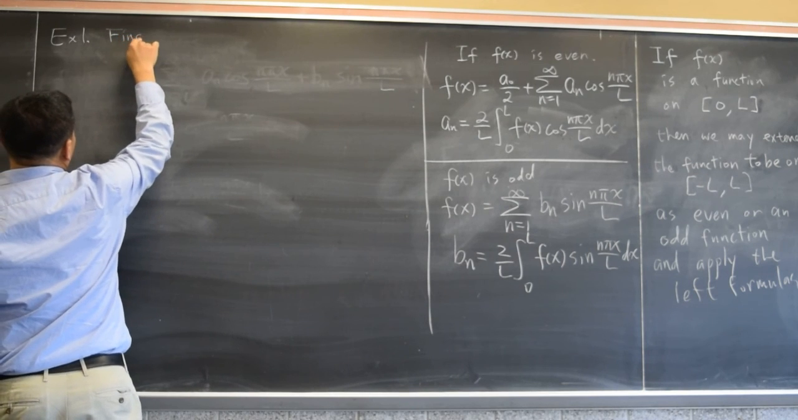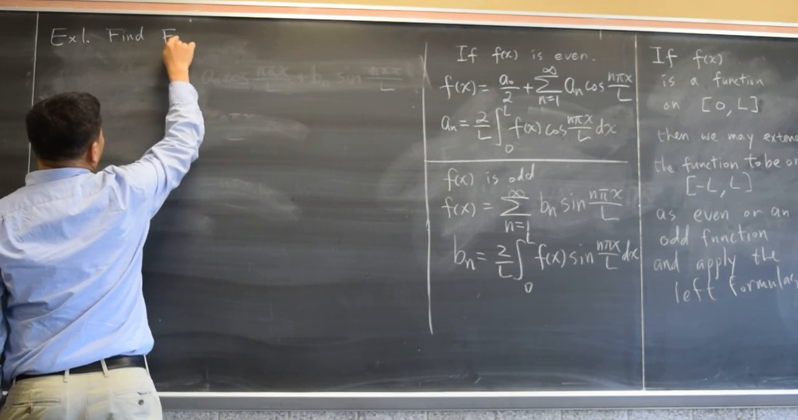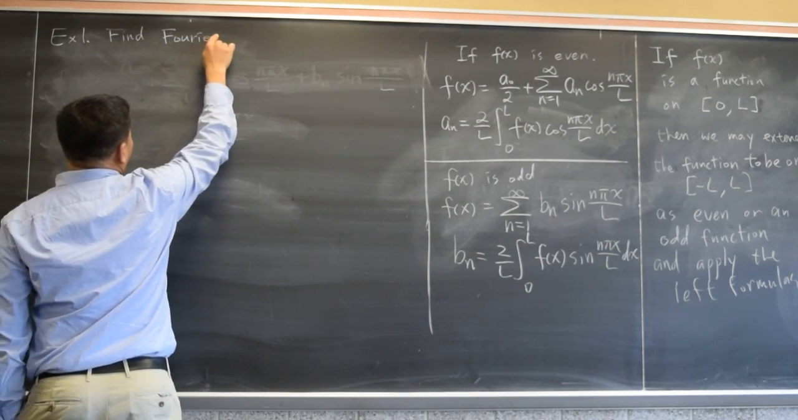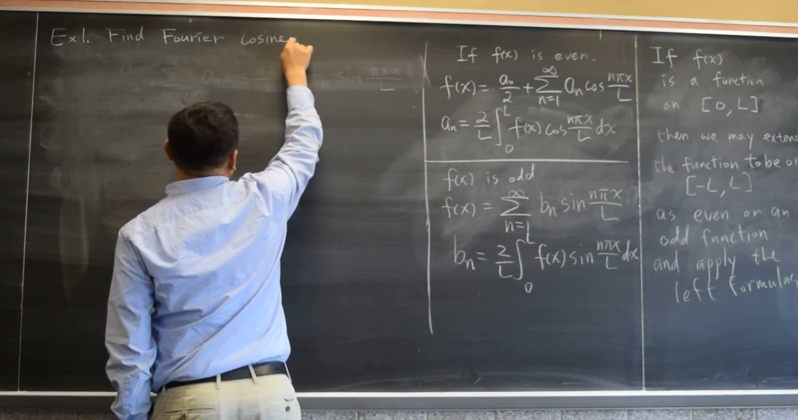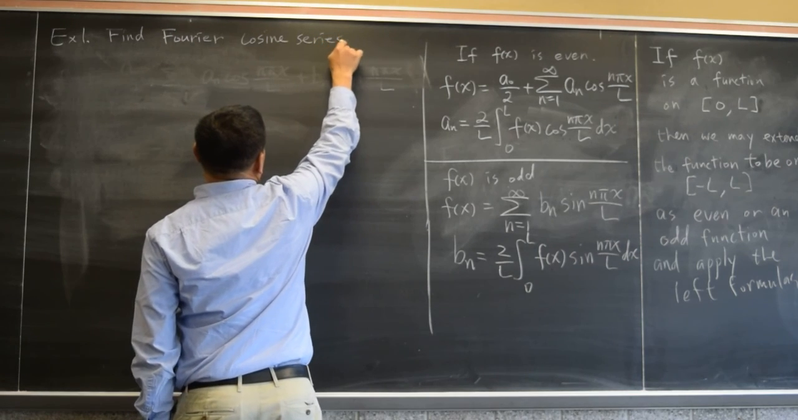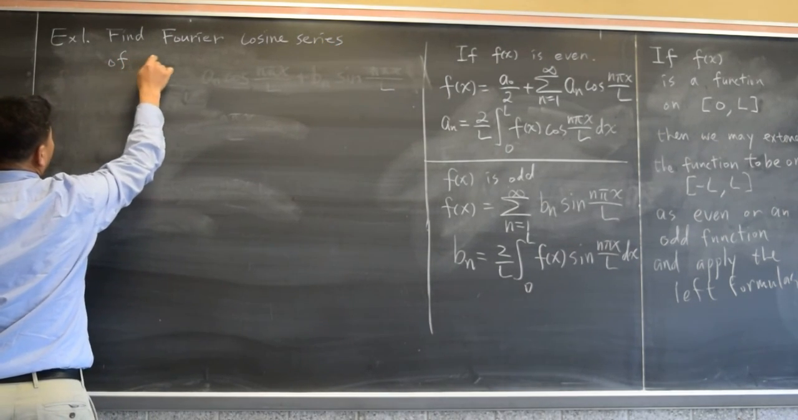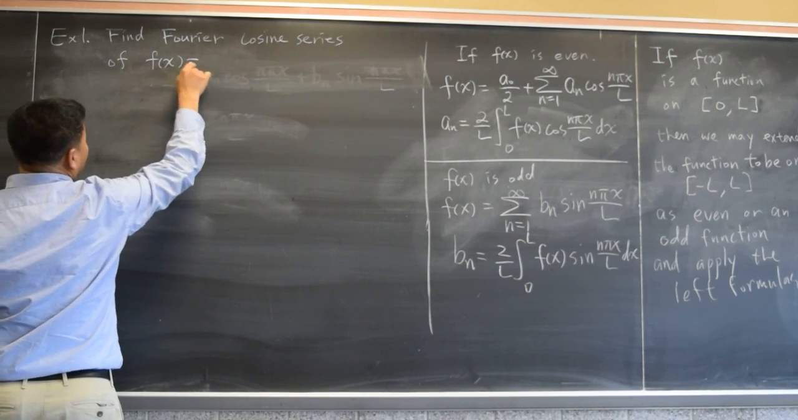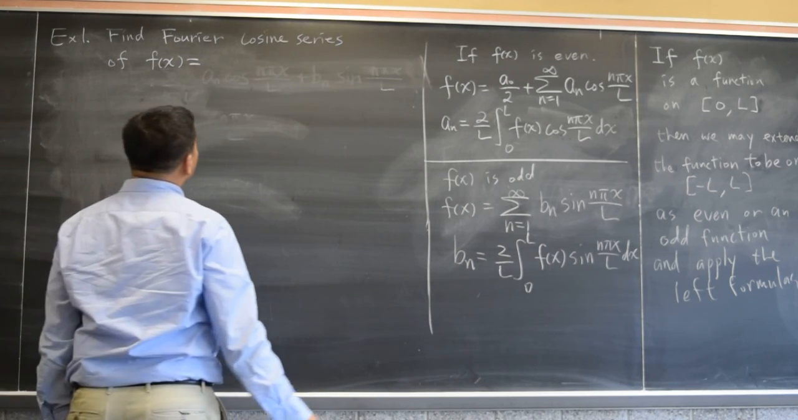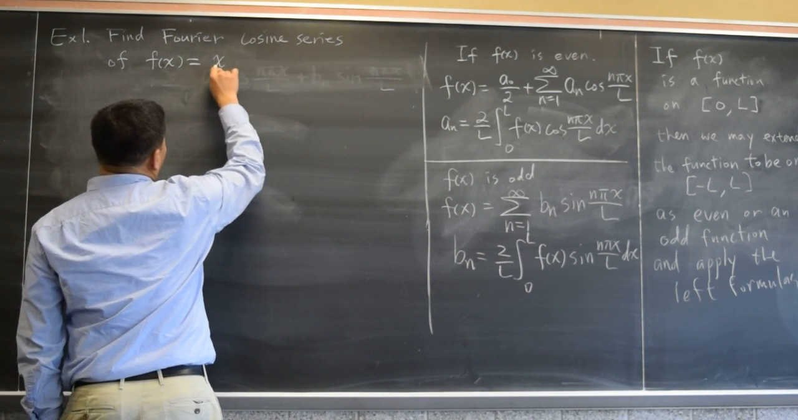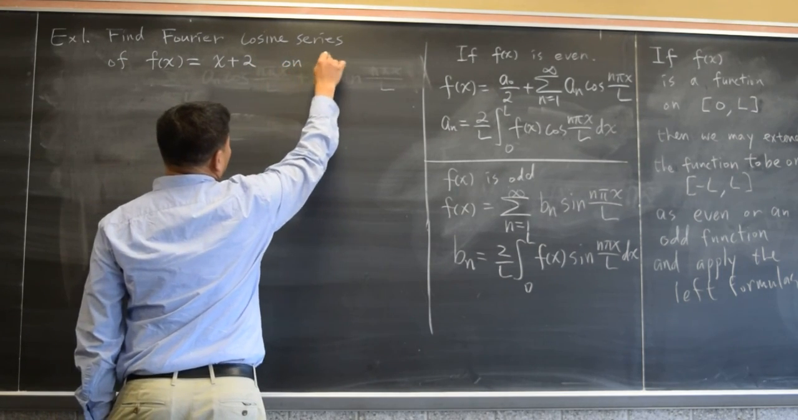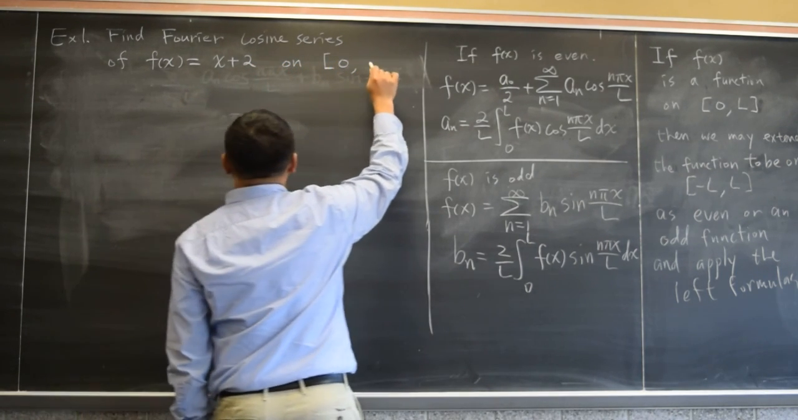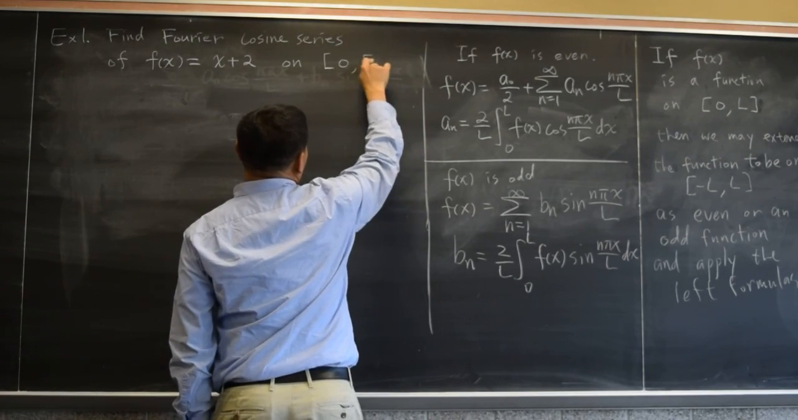Find the Fourier cosine series of f of x equal to x plus 2 on 0 to, let's just say 5.